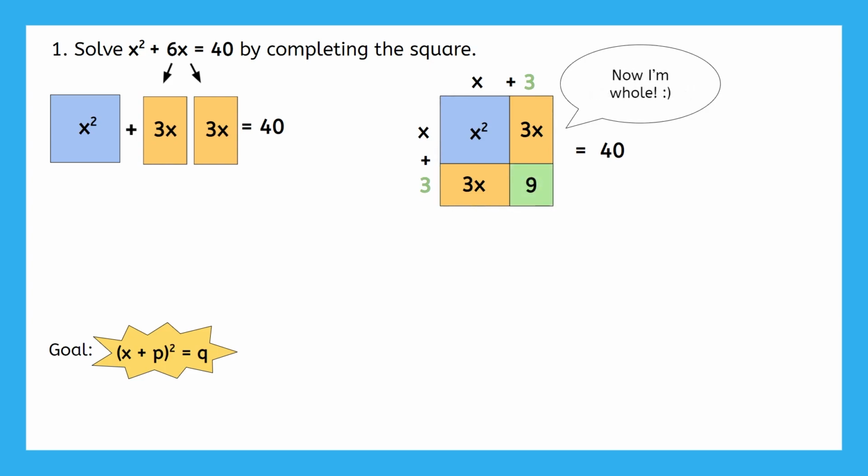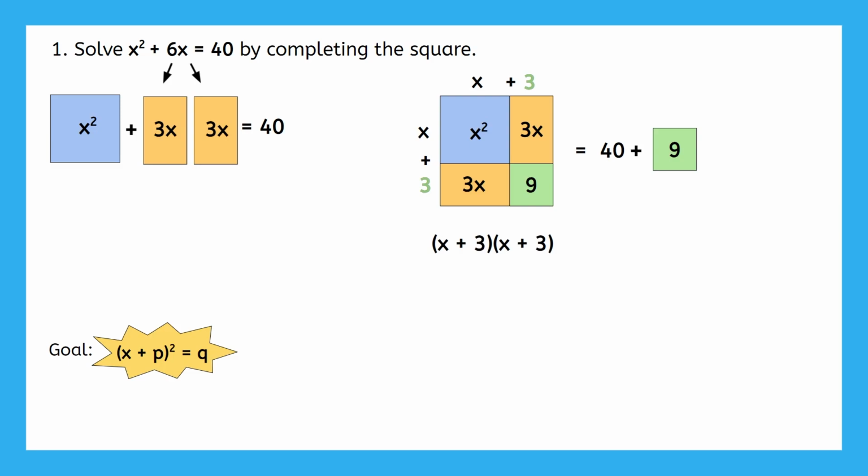Hold on, though. We just added 9 to one side of an equation, which throws our equation off balance. How do we balance out that extra 9 we added on the left side? We just add it on the right side, too. Now our entire left side is the product x plus 3 times x plus 3, which we can rewrite as x plus 3 squared. And on the right side, we get 40 plus 9, which is 49. We finally have the equation exactly in the form we wanted.